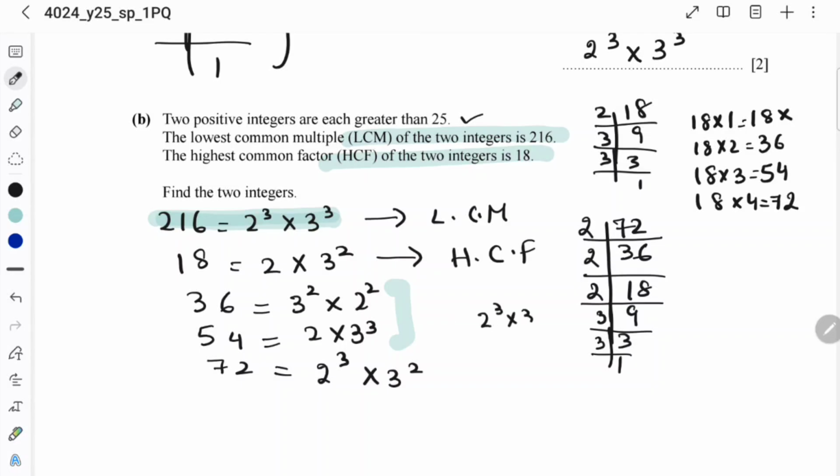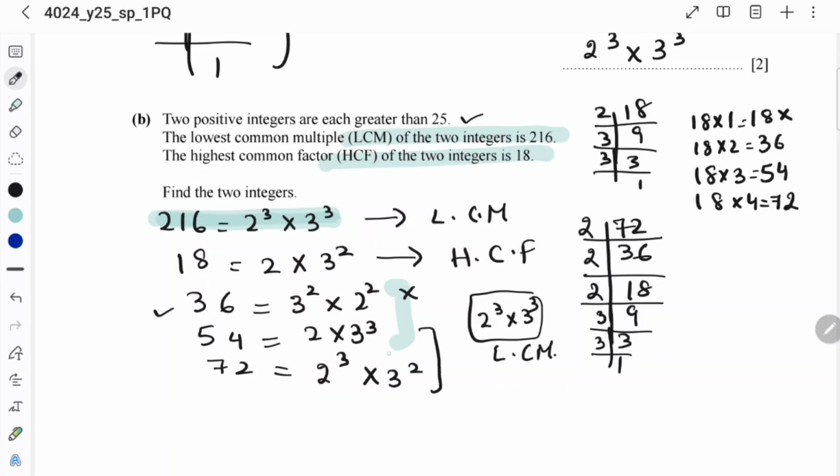So 2 square is there and 3 cube is there, which is not 2 cube into 3 cube. We'll have to find 2 cube into 3 cube as LCM because HCF is 18. That is not coming in this one because we have 3 square in 36. So 2 cube, 3 cube cannot be the LCM. Let's try the other one. Now 54 and 72.